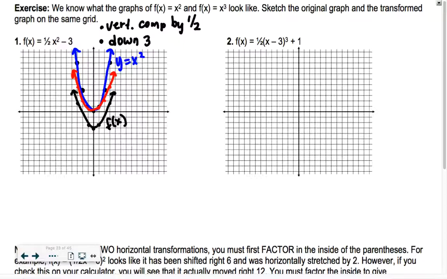So the next one, so we have x cubed. Well, x cubed starts at (0, 0). We have (1, 1), but now we have (2, 8). So 2, 4, 6, 8. And (-2, -8). Our graph looks like that. That is the original y equals x cubed.